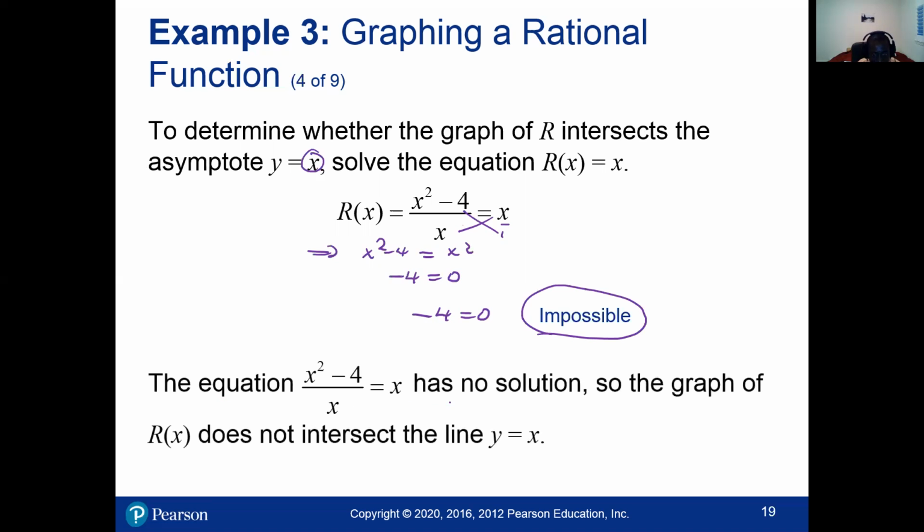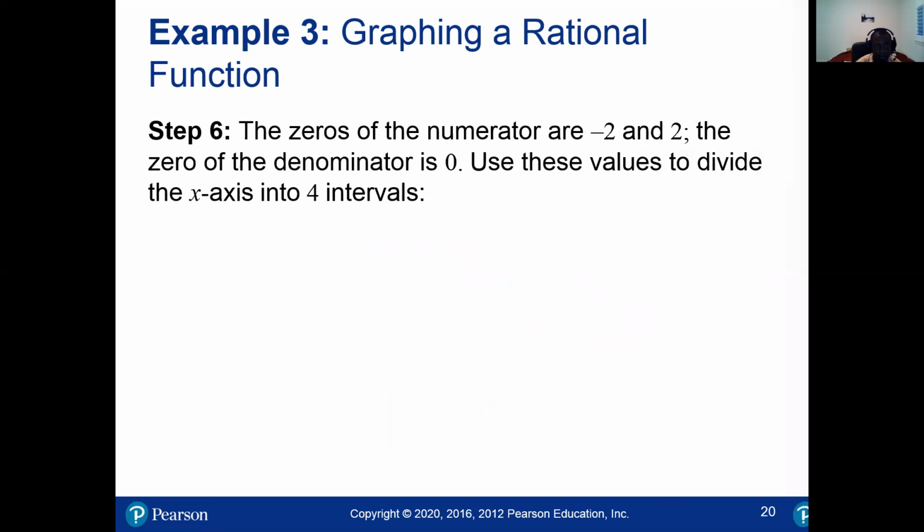The equation has no solution. So the graph of r of x does not intersect the line y equal to x, which is the oblique asymptote. Okay. So we have this function r of x is equal to (x plus 2)(x minus 2) over x.